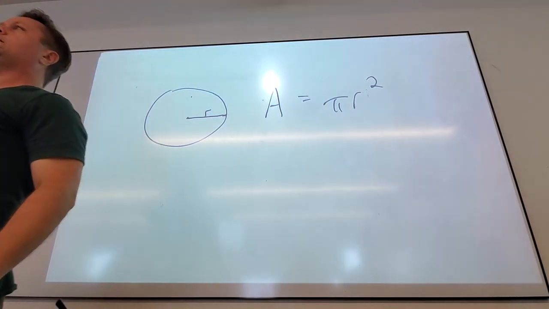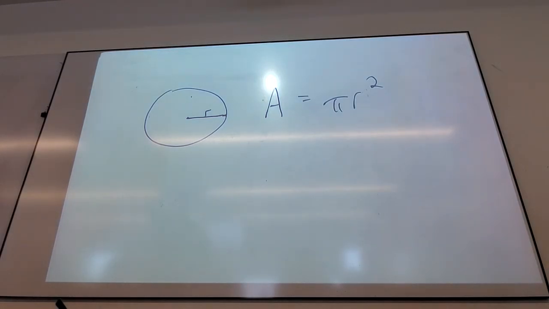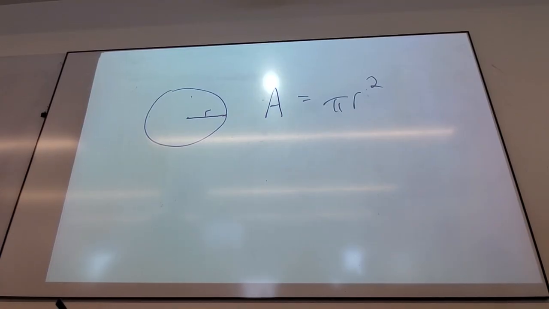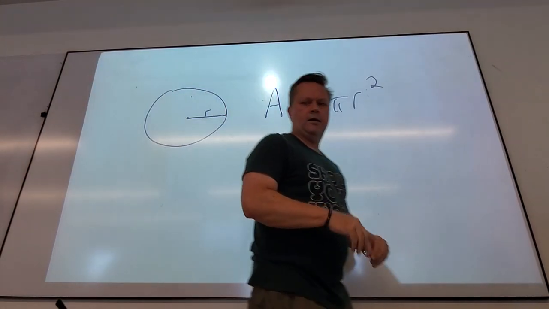Do you agree with me that this is a relationship between A and R? This is relating those two variables. R changes, A changes. If I want A to change, I have to make R change, yes? Okay, so this is neat. Now watch this.